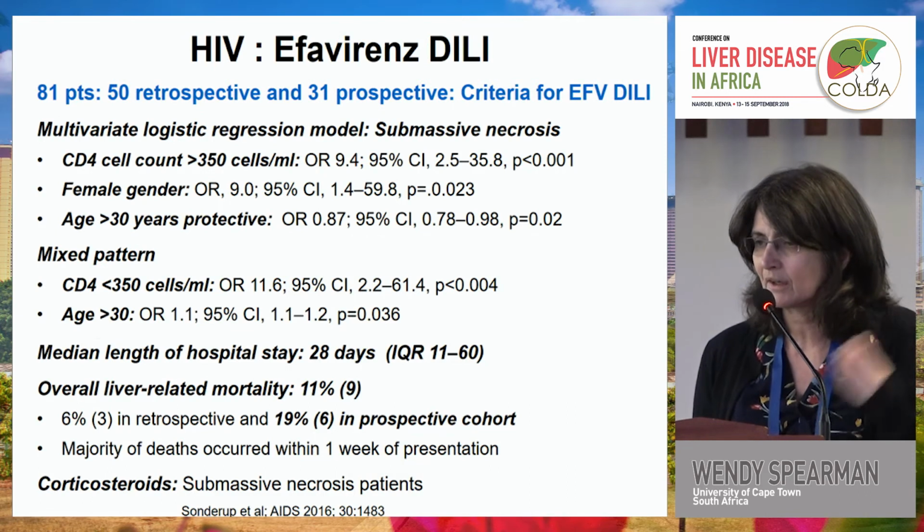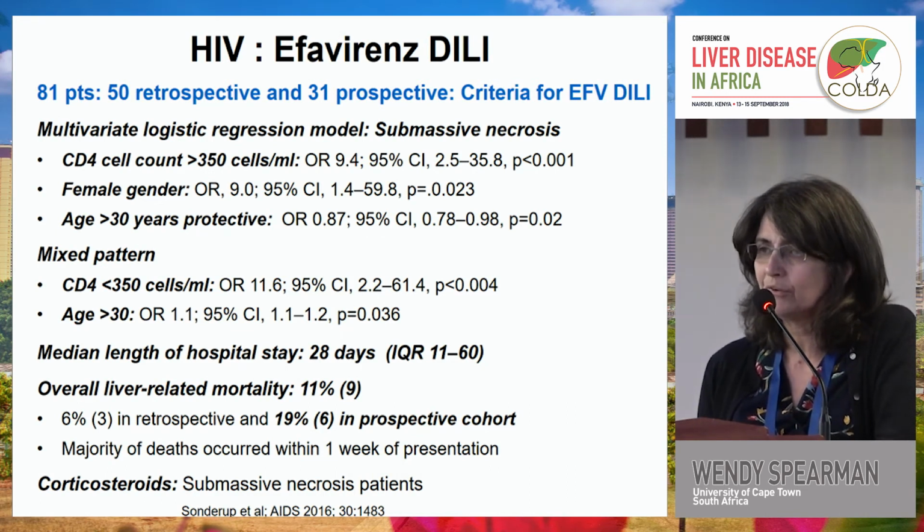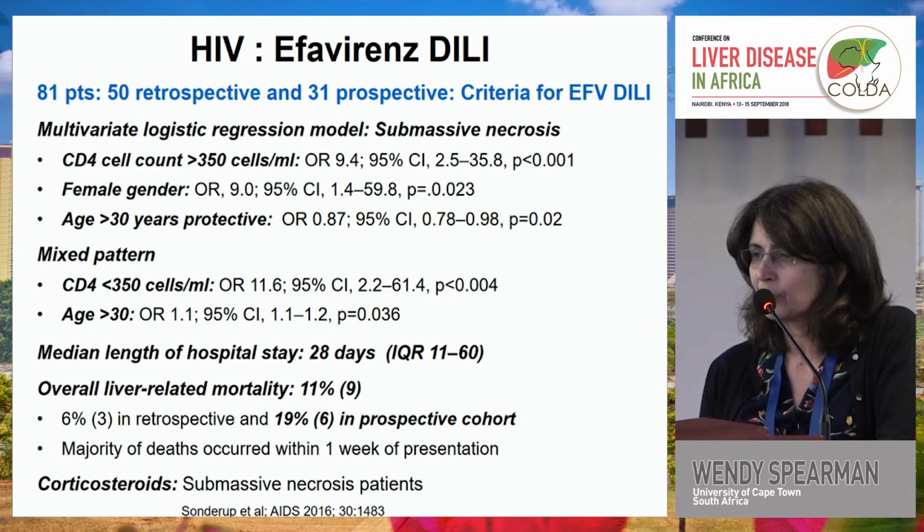So on multivariate analysis for submassive necrosis, a CD4 count of greater than 350 and female gender were risk factors, and interestingly, an age greater than 30 was protective. The median length of stay was 28 days, but you can see it ranged between 11 and 60, and the overall mortality was 11%, and 19% in the prospective group. Most of the deaths occurred within 1 week of presentation. Those who presented with submassive necrosis were treated with steroid therapy.